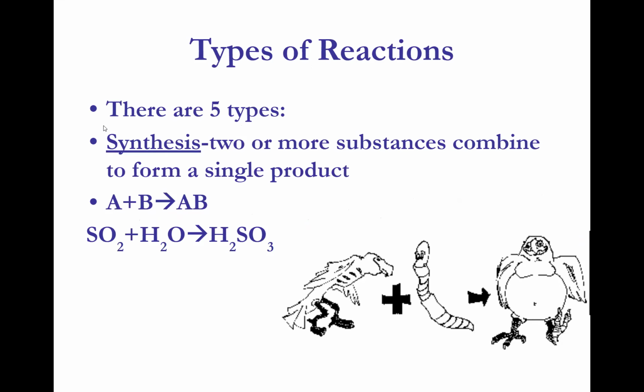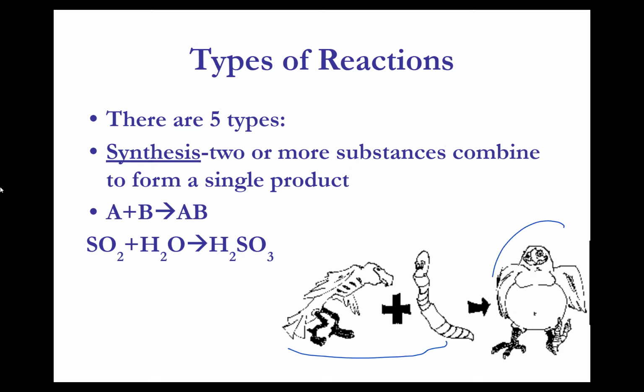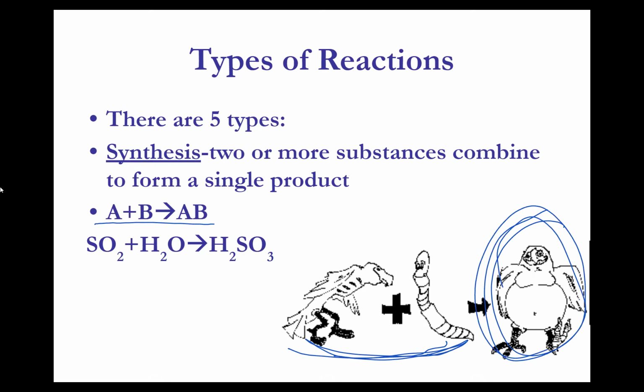Now that we've learned to balance equations, we need to be able to identify the types of reactions that are happening. And there are actually 5 types. You have the synthesis reaction. That's where you have 2 or more substances and only a single product. This is A plus B produces AB, basically. Here, I give you a little illustration. You have the starving bird who eats a worm as big as he is, and now he is a great big bird.